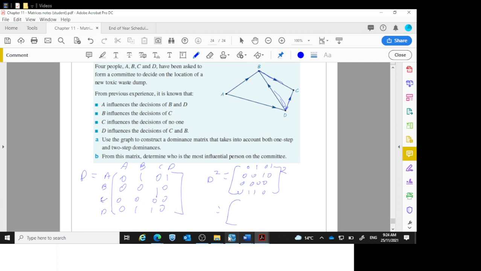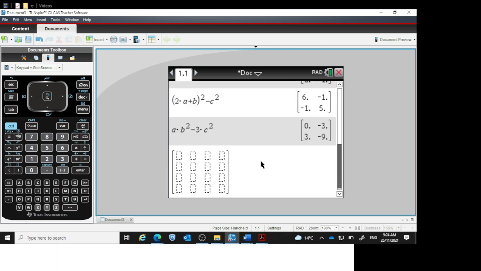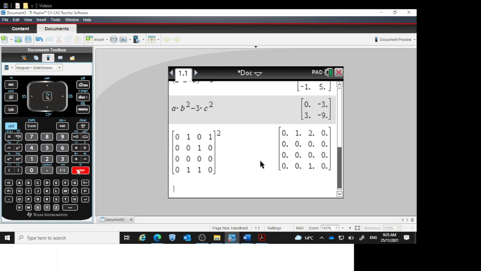So let's do this. This is a 4 by 4. Enter the entries: 0, 1, 0, 1, 0, 0, 1, 0, all zeros, 0, double 1, and 0. Square it. Here's my answer.